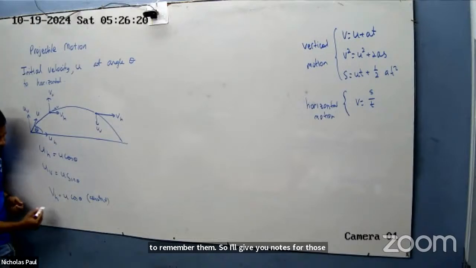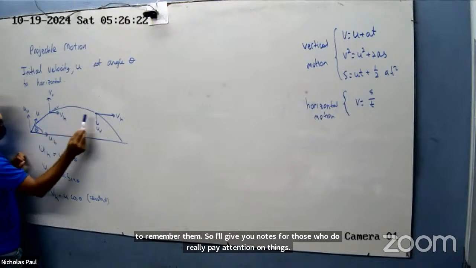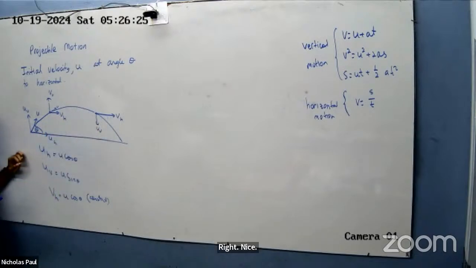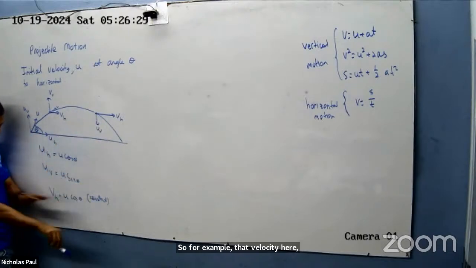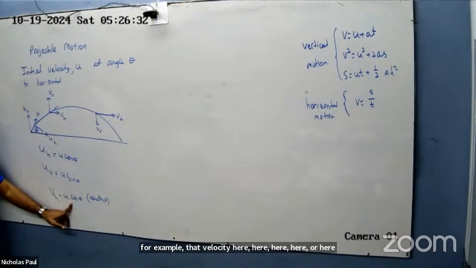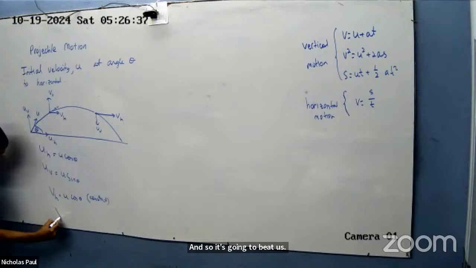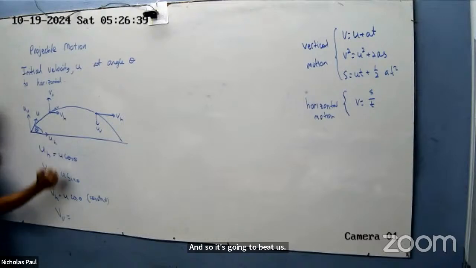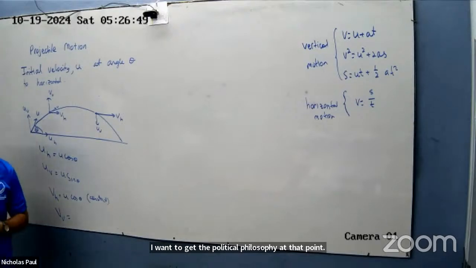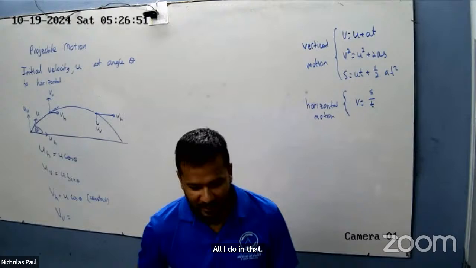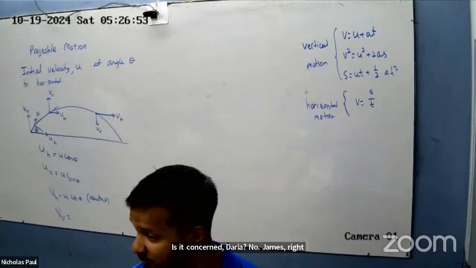Nice. So we learned to find the velocity anywhere here. Are you okay with that? So horizontal velocity here, here, or here is always going to be this. But Darian, here's the problem. I want to get the vertical velocity at that point. How are we doing that? Is it constant, Darian? No. It's changing, because of gravity.